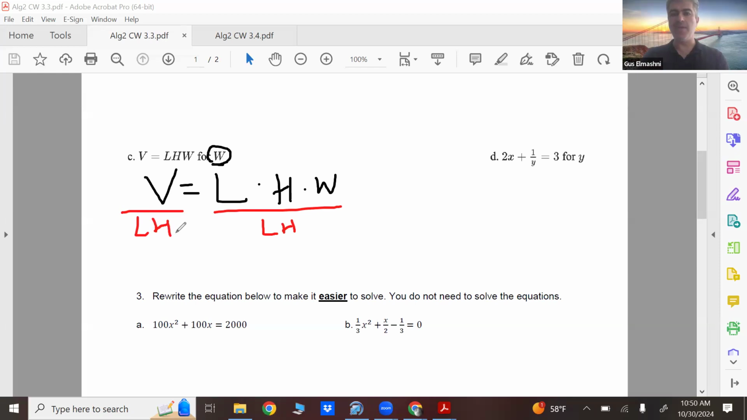Instead of doing individual, I'll just do LH together. Because guess what? They cancel on the right side, leaving it just plain old W on the left. Sorry, W on the right side. So it's V over LH.